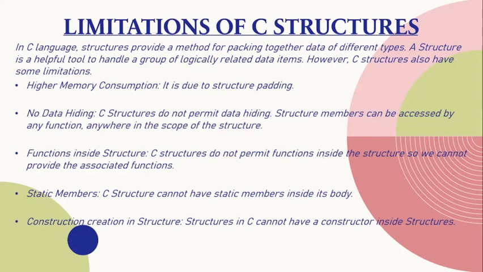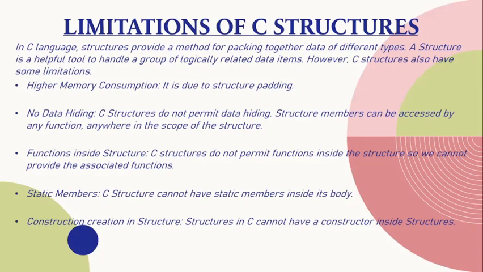No data hiding. C structures do not permit data hiding. The structure members can be accessed by any function using the structure variable anywhere in the scope of the structure. Functions inside structures: C structures do not permit any functions to be used within the structures. They can only be used to declare and define data types and their variables.